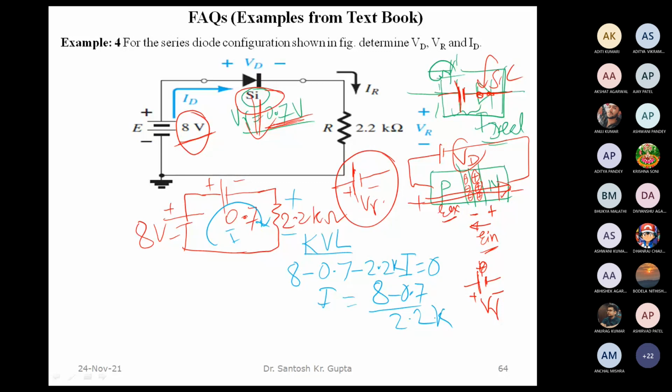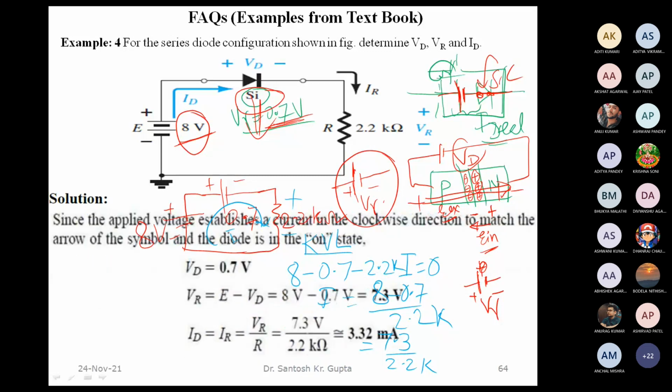So we can put here k, and this is 7.3 upon 2.2 k. So some milliamperes will be coming here. This value comes out to be 3.32 milliamperes. So in this way, we can work out the diode circuits.